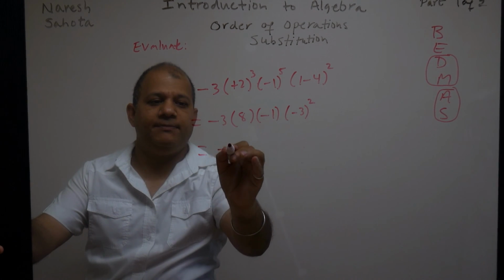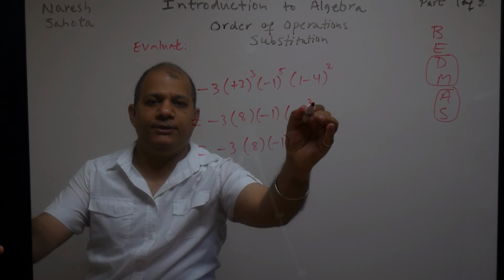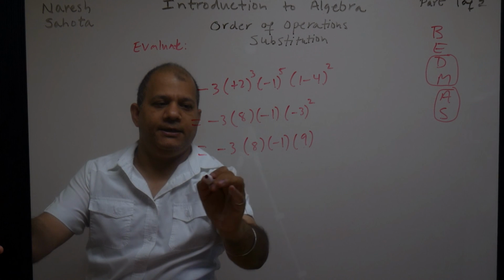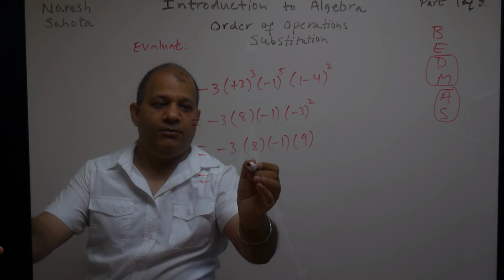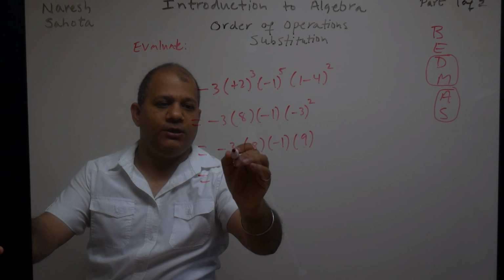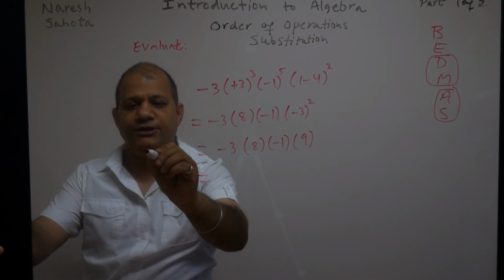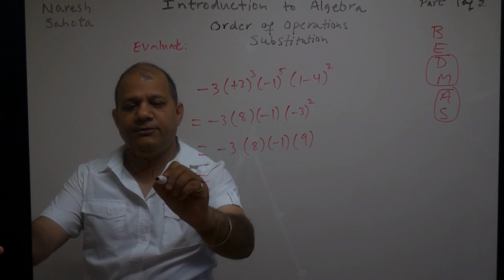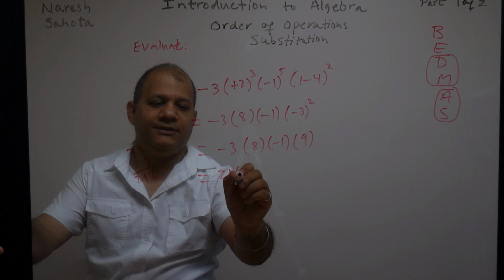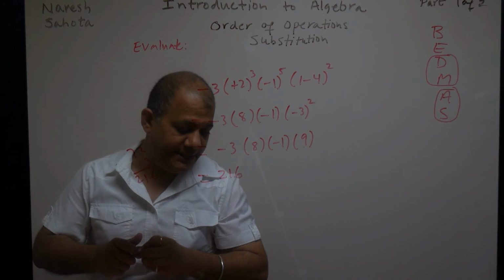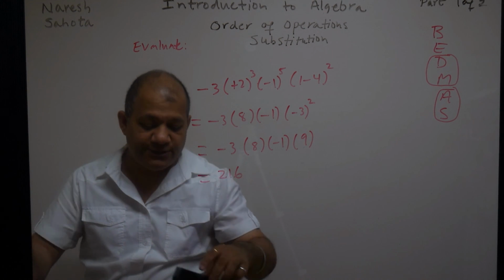And then at the next step, negative 3, copy 8, copy negative 1, negative 3 squared is positive 9. So now negative times negative is going to be positive, and then you multiply 3 times 8 times 9. So 8 times 9 is 72, 72 times 3, 3 times 2 is 6, 3 times 7 is 21, so it's positive 216. So that's the answer. So we've done a lot of questions with evaluation.